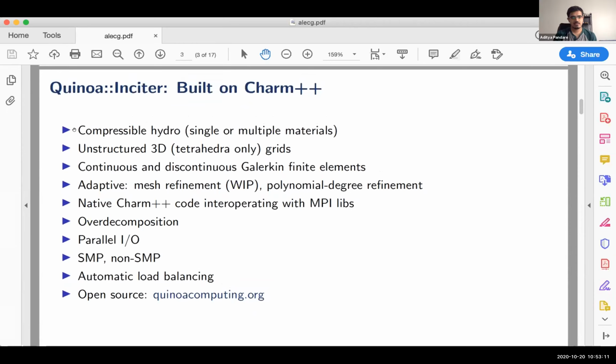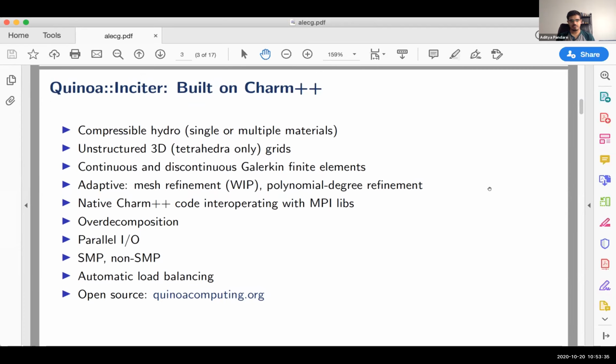So like I was saying, we have multiple numerical methods in here: continuous finite elements, discontinuous finite elements, and we also have finite volume methods there. And today I'm going to only talk about continuous Galerkin finite elements. The peculiar aspect about this code is that it has adaptive mesh refinement and adaptive polynomial degree refinement.